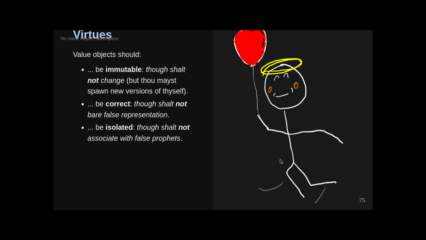They should be isolated. So thou shalt not associate with false prophets. So ideally, you should be able to pick up a value object and take it from your Symfony project or your Laravel project and put it in a Drupal project. Just copy and paste it. It shouldn't have any dependencies, because you're solving a concrete problem. You're not pulling in the framework to solve this problem. You're not pulling in this and that.